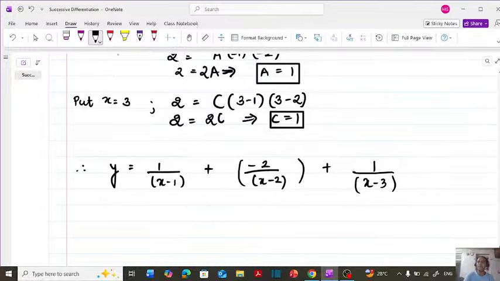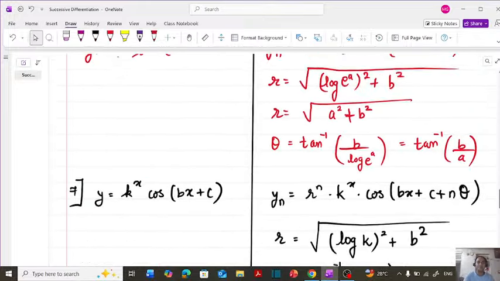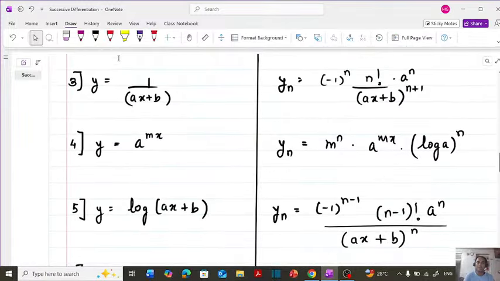Now we use the formula. So use the formula that we did in the beginning. So the formula here we will use formula number 3.